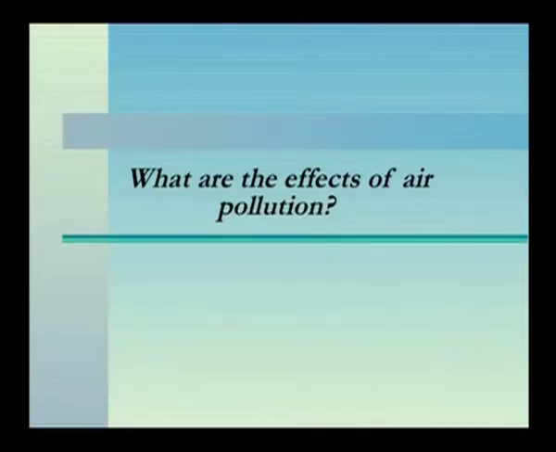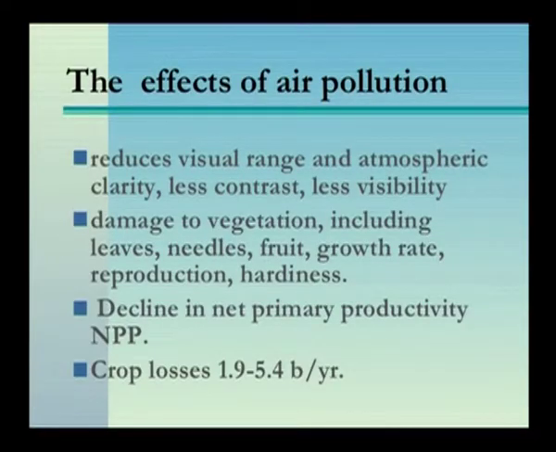What are the effects of air pollution? The effects range from reduction in visual range and atmospheric clarity, less contrast and less visibility. This not only pertains to road transport but also to air travel, which can cause a lot of disastrous consequences. Damage to vegetation, including leaves, needles, fruit, growth rate, reproductiveness and hardiness. Decline in net primary productivity or NPP. Crop losses could happen anywhere between 1.9 to 5.4 billion a year.